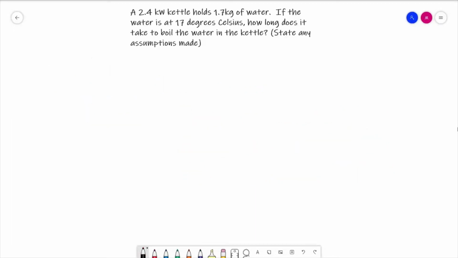So here is your question for this lesson. A 2.4 kilowatt kettle holds 1.7 kilograms of water. If the water is at 17 degrees Celsius, how long does it take to boil the water in the kettle? And you can see there, state any assumptions that you make in this calculation. So as usual, pause the video at this point, go away and have a go at it, get your answer, and then come back when you think you've got that answer.